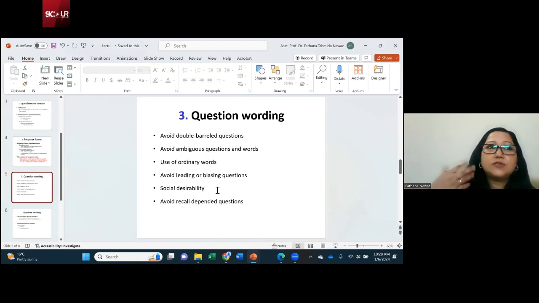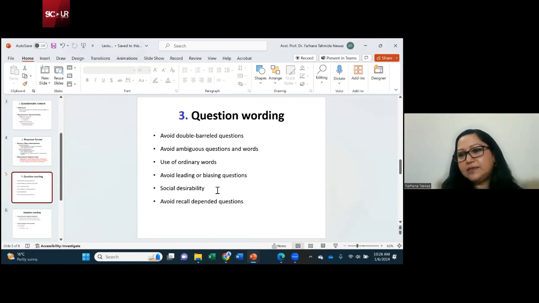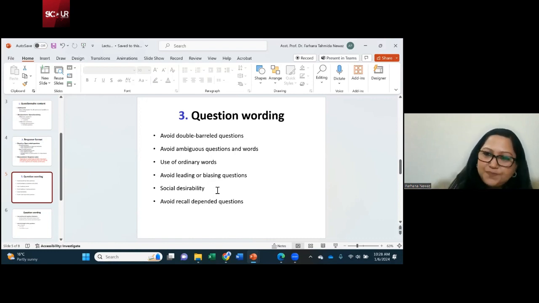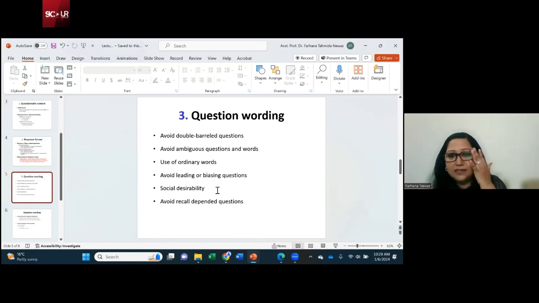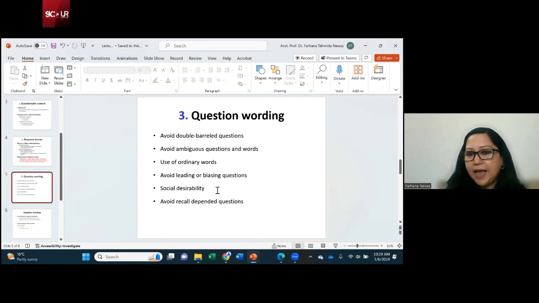So how society will be desiring the answer, you will be thinking from that point of view and you will be a bit biased in giving your answer. So based on this social desirability aspect, you also need to take care of it and do the wording of your questions accordingly, and try to avoid recall-dependent questions.